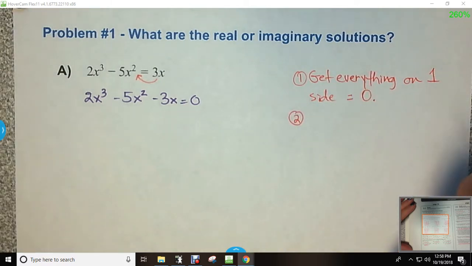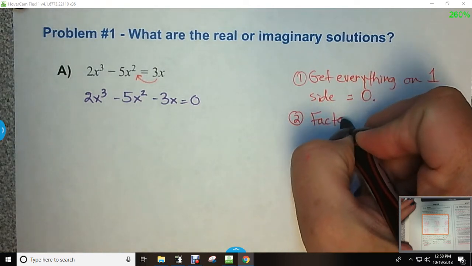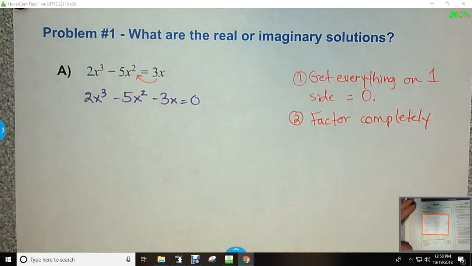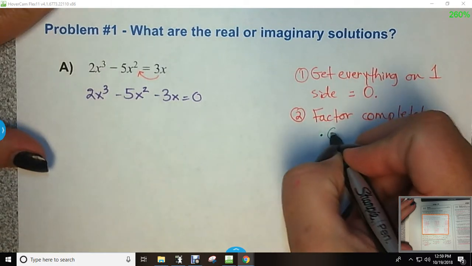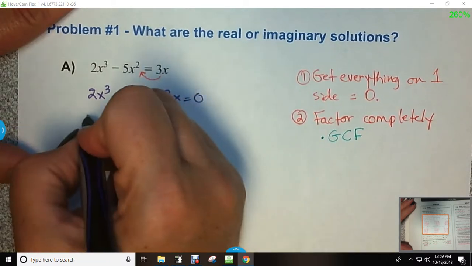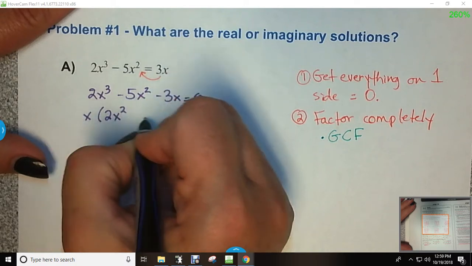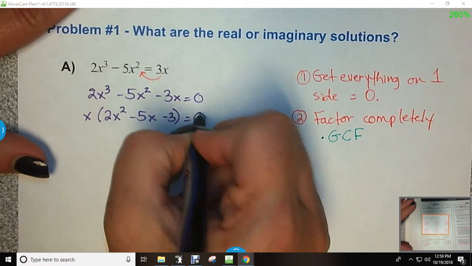After I've got everything on the same side, we're going to factor completely, just like we did in the last section. So, what is my very first rule of factoring always? Okay, so we're going to start with that. Do I have a greatest common factor? Yes, it's an x. So put my x out front, and that will give me 2x squared minus 5x minus 3 equals 0.